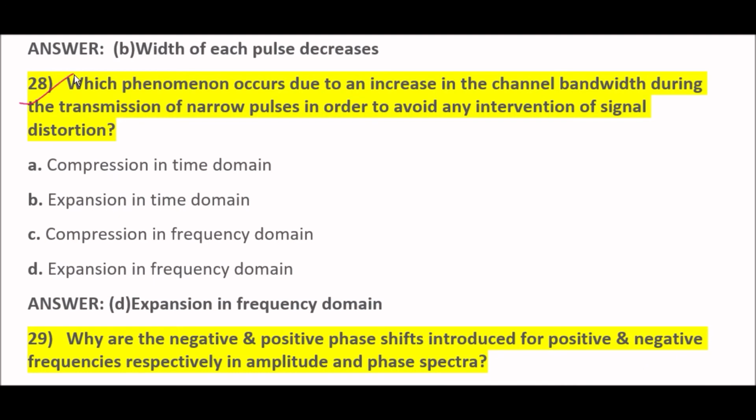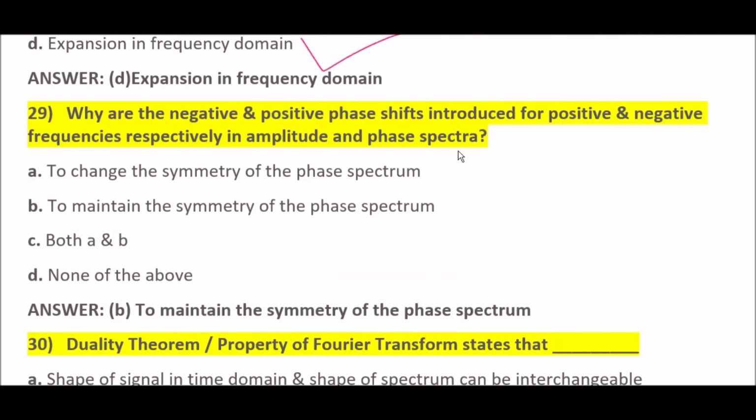Next question. Which phenomenon occurs due to an increase in the channel bandwidth during the transmission of narrow pulses in order to avoid any signal distortion? The correct answer here is option D, expansion in frequency domain. Okay, so expansion in the frequency domain occurs due to an increase in the channel bandwidth during the transmission of narrow pulses in order to avoid any signal distortion. Next question.